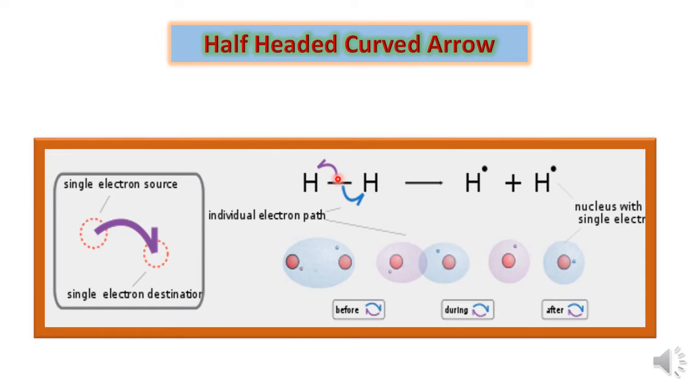Now we see an example of the same molecule, the hydrogen molecule. You can see two half-headed curved arrows are there. This half-headed curved arrow indicates a single electron transfer, and this half-headed curved arrow again indicates a single electron transfer. So we know this is the chemical bond and there are two electrons. Each electron gets transferred to this hydrogen as well as to this hydrogen.